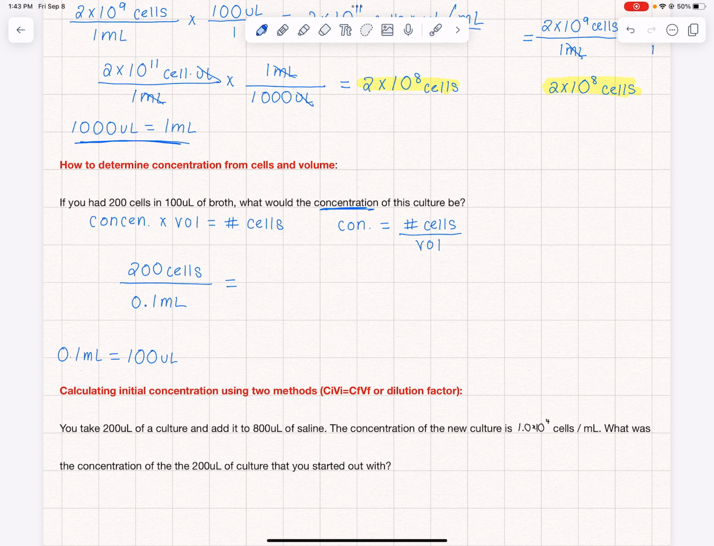So you can either plug this value into your calculator, or think that if you're dividing by a decimal, that's the same thing as saying we're multiplying times 10. So our number would be 2,000 cells per milliliter.